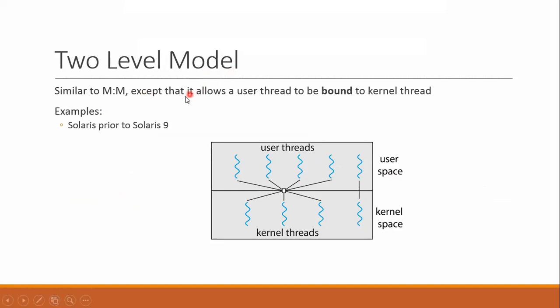Two-level model. The two-level model is similar to the many-to-many model, except that it allows a user thread to be bound to a kernel thread. So it is exactly the many-to-many model, where a number of user threads are multiplexed to an equal or smaller number of kernel threads. However, the difference is that a user thread can be bound to a kernel thread. There might be a one-to-one mapping, where this specific thread is bound to this kernel thread.